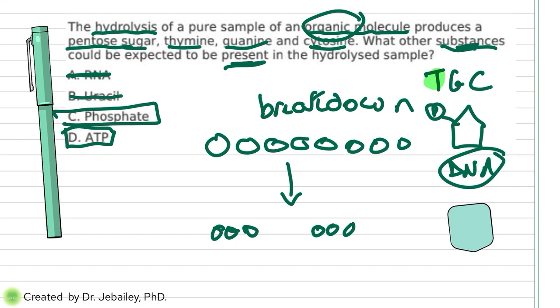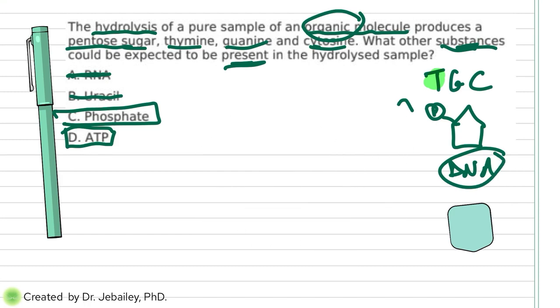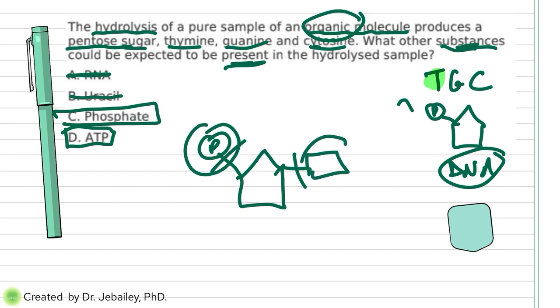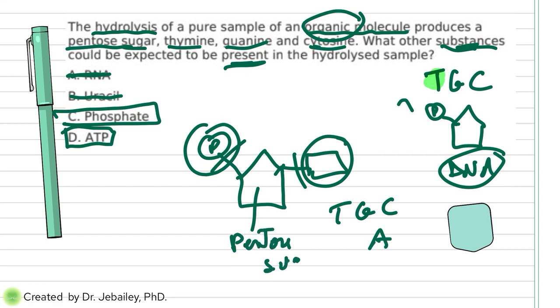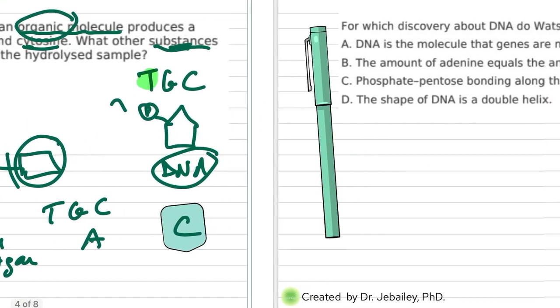And if we really look at the structure of DNA, DNA is made of a phosphate group attached to a pentose sugar, which is attached to a nitrogen base. So you can cut and you will get phosphate, you can cut and get nitrogen bases such as the T, G, C, or even A. And then right here you have the pentose sugar, which in this case would be deoxyribose. So the answer here is definitely C.